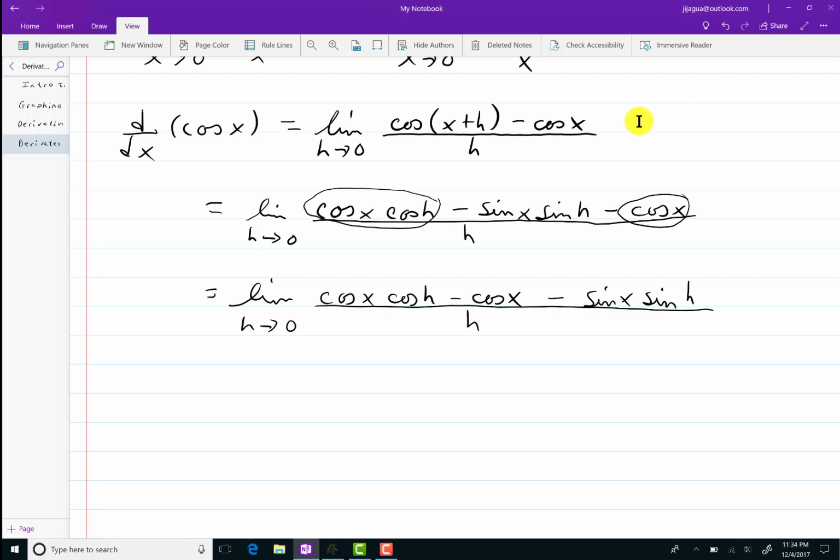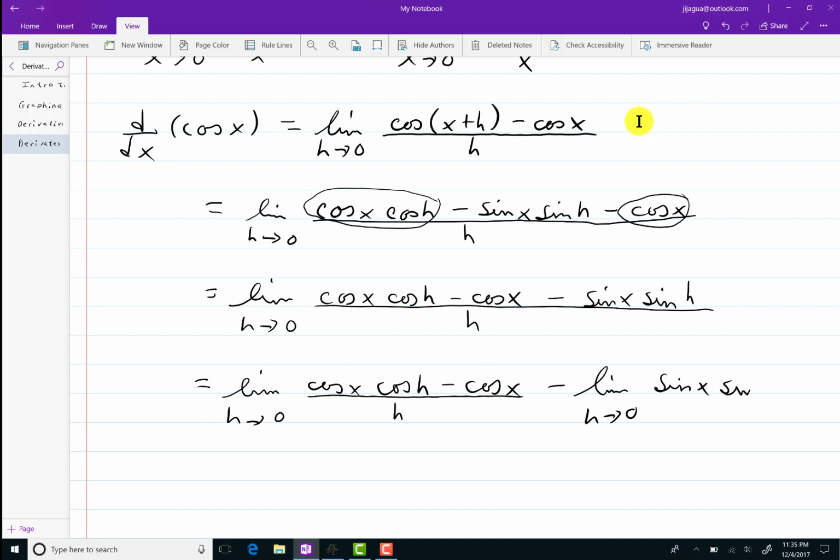Now I'm going to break it up into two pieces. The limit as h goes to 0 of cosine of x times cosine of h minus cosine of x over h, plus, no, sorry, minus, there's a minus sign up there, minus the limit as h goes to 0 of sine of x times sine of h, all over h.